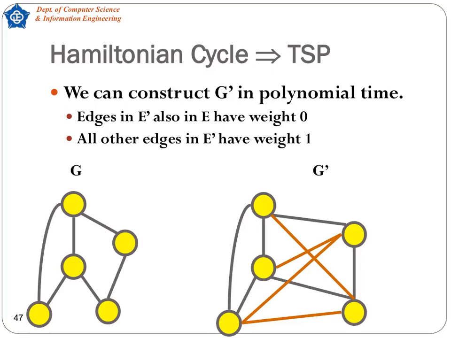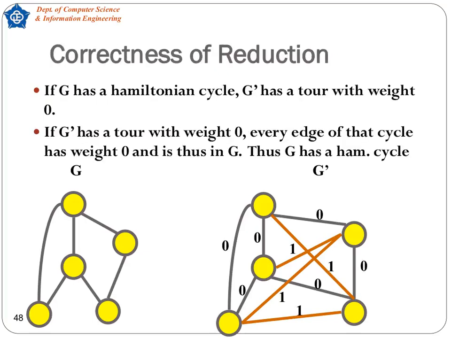Notice that any tour in G' with total length 0 must use only 0 weight edges, so it corresponds exactly to a Hamiltonian cycle in G. Conversely, any Hamiltonian cycle in G produces a 0-cost tour in G'. Because this construction runs in polynomial time, it proves that solving TSP is at least as hard as finding a Hamiltonian cycle. Now that we've constructed G', let's prove that finding a Hamiltonian cycle in G is exactly the same as finding a 0-weight tour in G'.